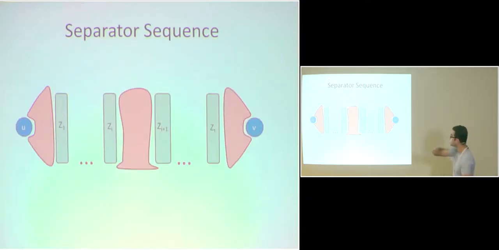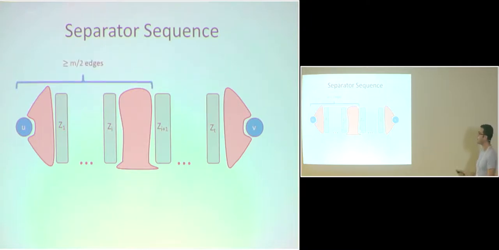Okay, so once we have this guy, what do we do? Well, let me define Z_{i+1} to be the first separator so that the component from U up to it has at least m over 2 edges. Because as I scan from left to right, I'm eating up more and more edges. At some point, I ate up half the edges.